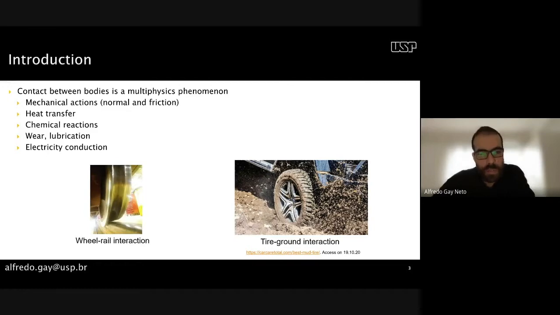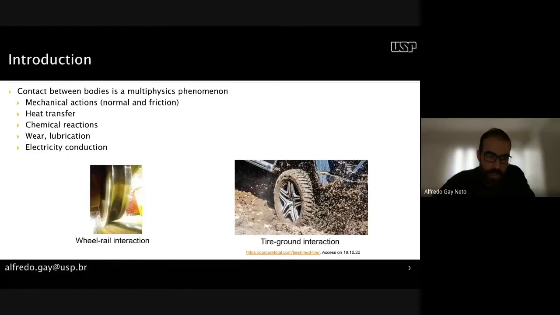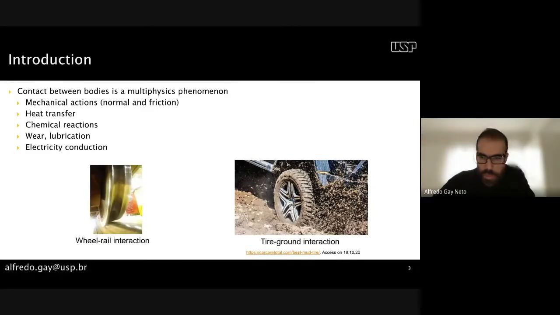If you have a look at this image, you can see two common engineering scenarios of interest, for example, wheel-rail interaction, and also tire and ground interaction. On the left side, in wheel-rail interaction, you have two very hard metal parts experiencing contact in a very small region, usually the size of a small coin. So we have very large pressures, and many related interesting phenomena such as rolling contact fatigue or localized wear in such regions of rails.